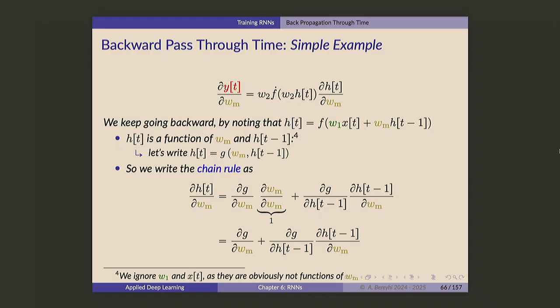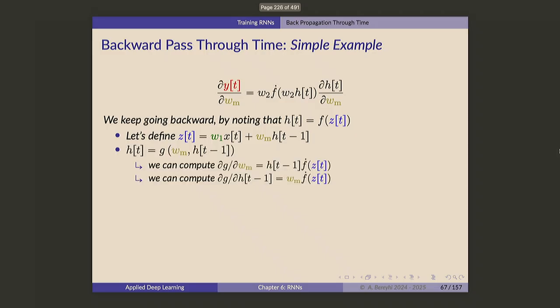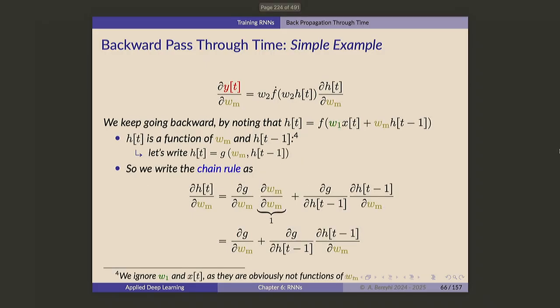Wm, and then this is again the derivative of the activation, right? So I can write it down in this form. The derivative of g with respect to Wm is ht minus 1 times the derivative of the activation, and the derivative with respect to the previous hidden state is Wm times the derivative of the activation. Yes? For the last term, the derivative of ht minus 1 with respect to Wm, is it also related to ht minus 2? Yes, we are going to do that.